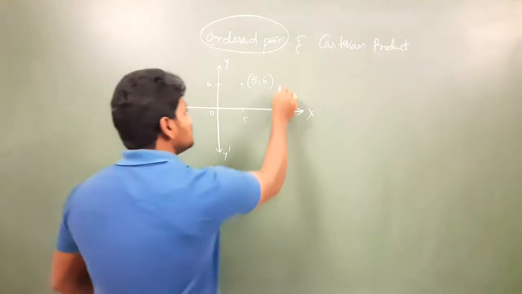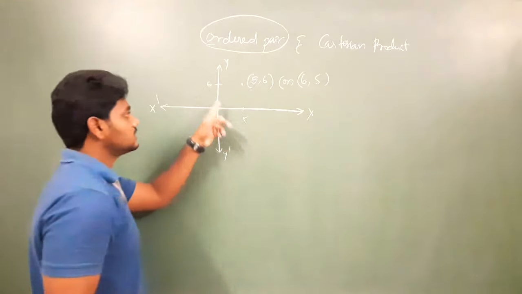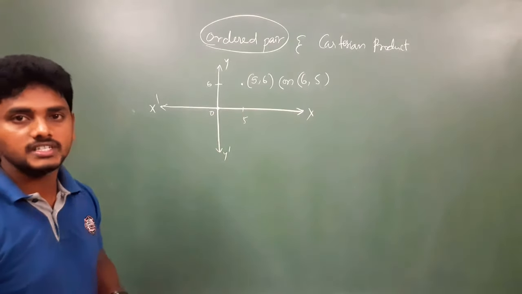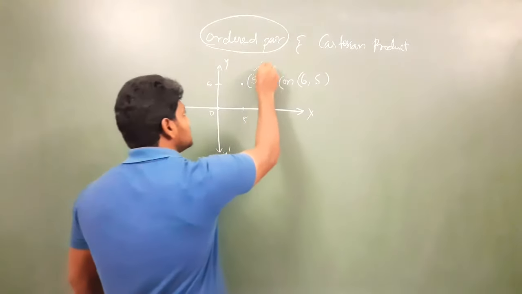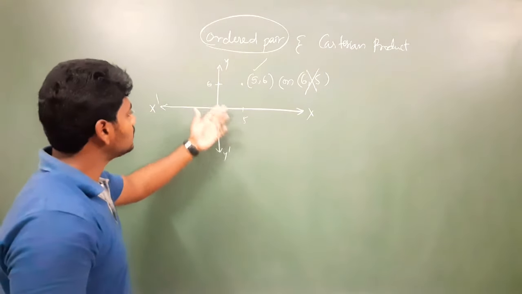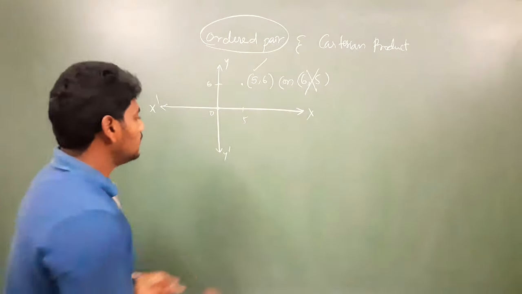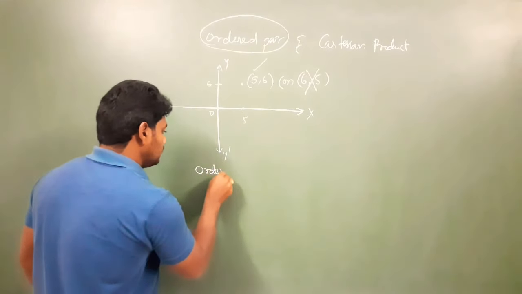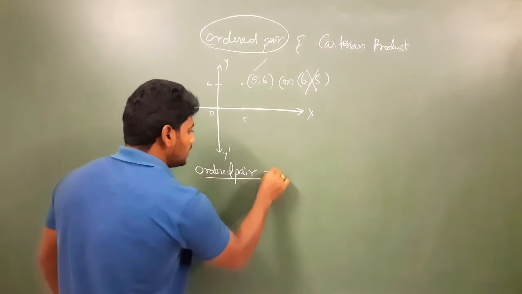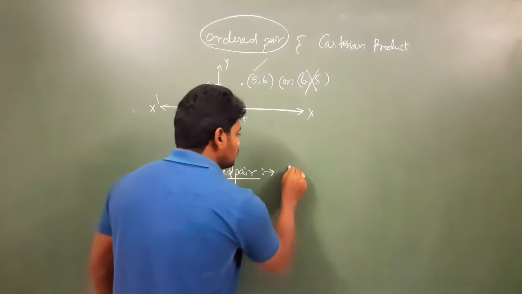This point is 5, 6 or 6, 5? Which one is correct? 5, 6 is correct. 6, 5 is wrong. Why? These are also 6 and 5, this is also correct, no sir? No. When we discuss ordered pair, ordered pair means what?